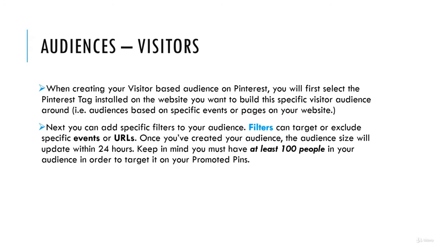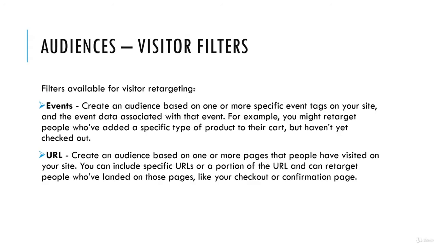Once you've created the audience, the size will update within 24 hours. But keep in mind, you must have at least 100 people in your audience in order to target via promoted pins. So the filters available for visitor retargeting are events and URL. Events create an audience based on one specific event tag on your website and the data associated with that event. For example, you might retarget people who've added a specific type of product to their cart but haven't checked out yet. That's a specific event.